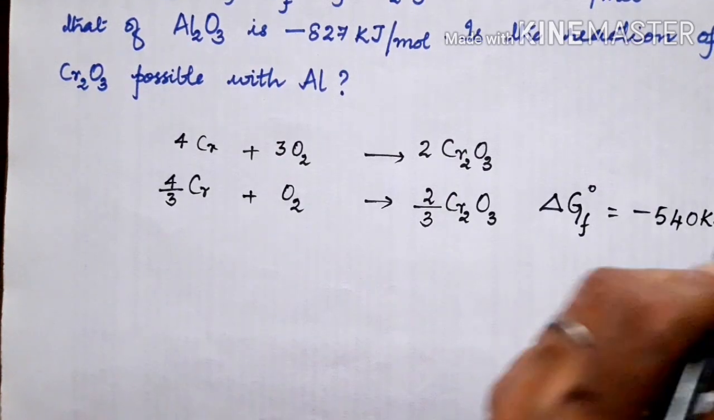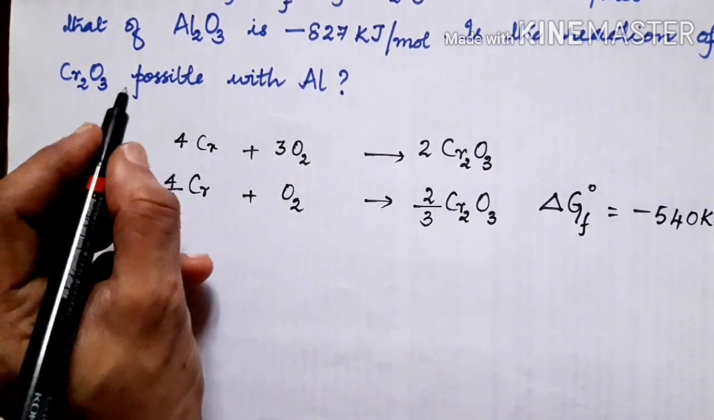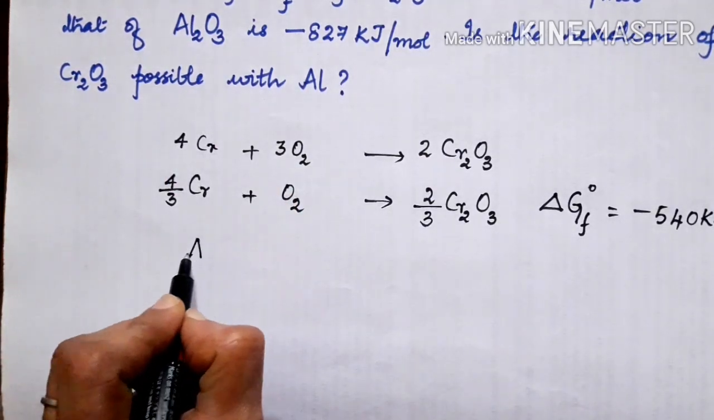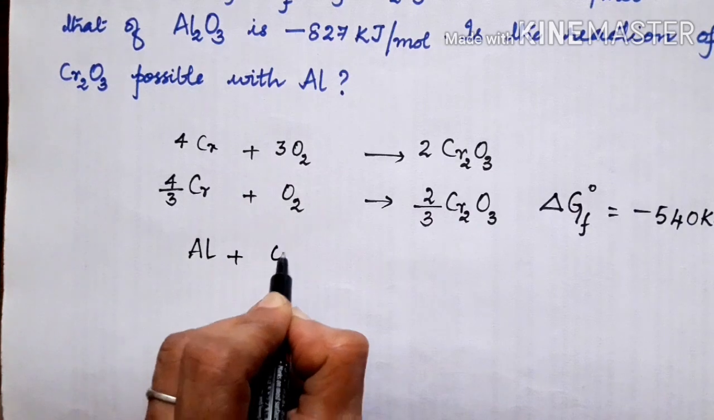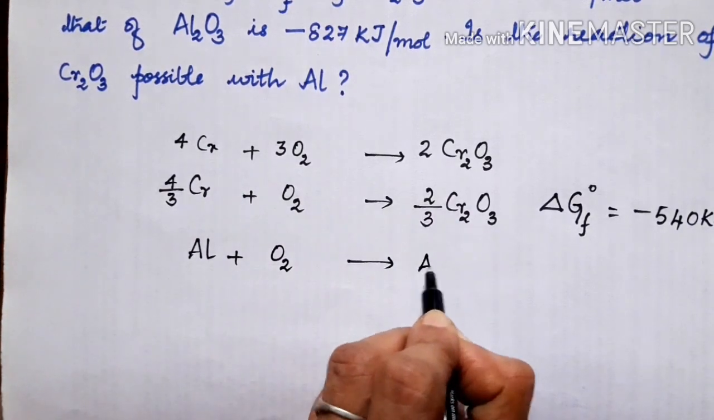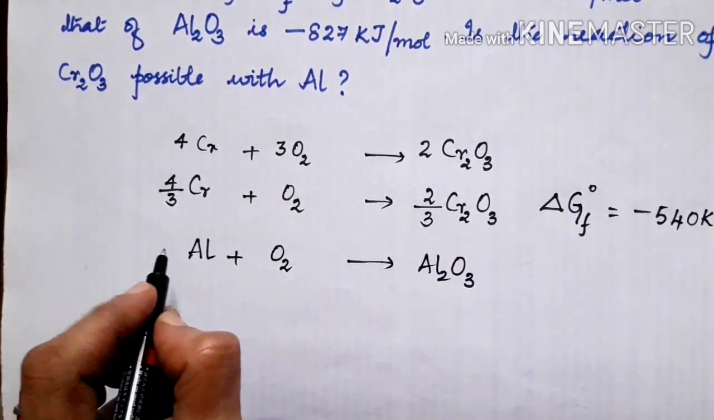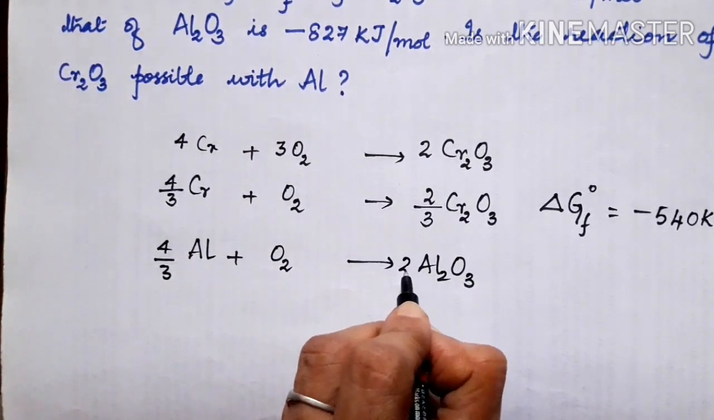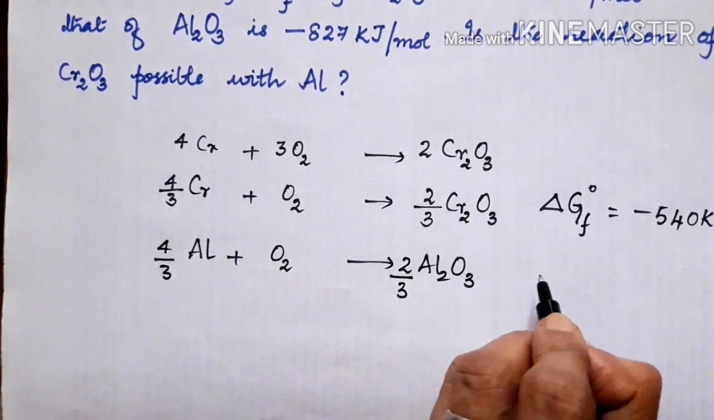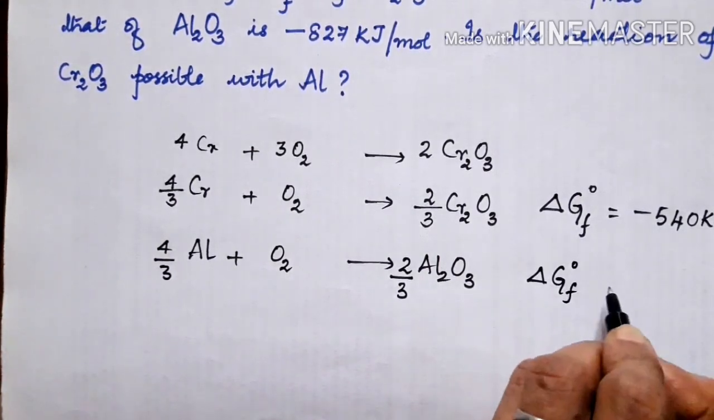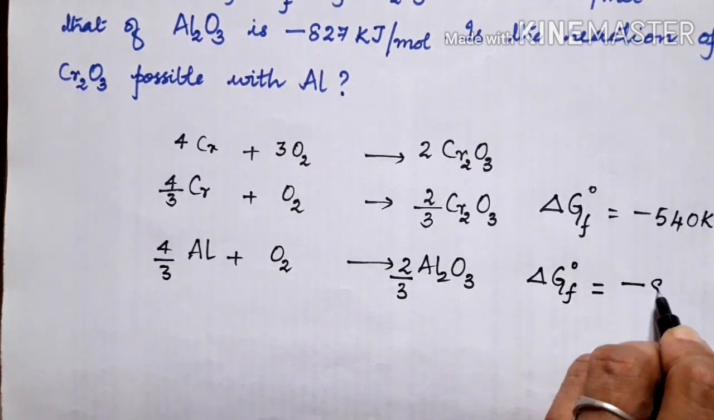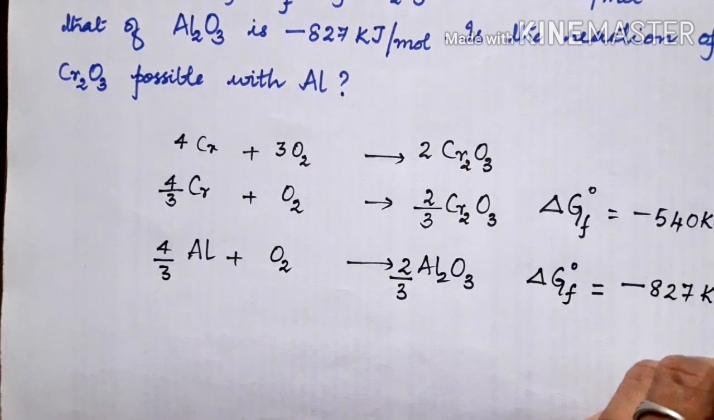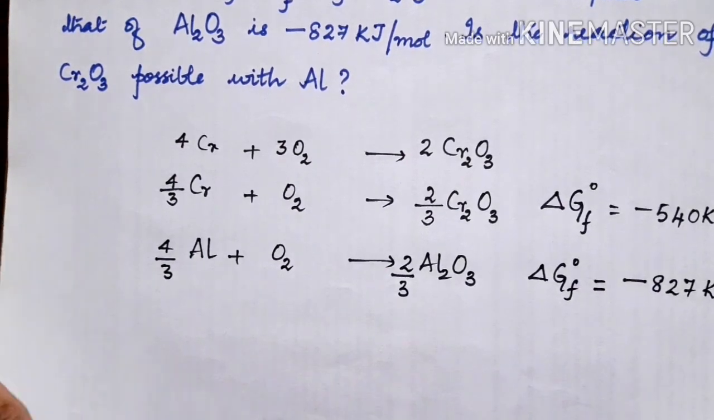Hope it is clear. Now, second part of the equation. We want to check the formation of Al2O3. How is it formed? Aluminium, when it combines with oxygen, it will form Al2O3. So, balanced equation will be 4 by 3 Al plus O2 giving 2 by 3 Al2O3. So, delta G0 formation is given negative 827 kilojoules per mole.